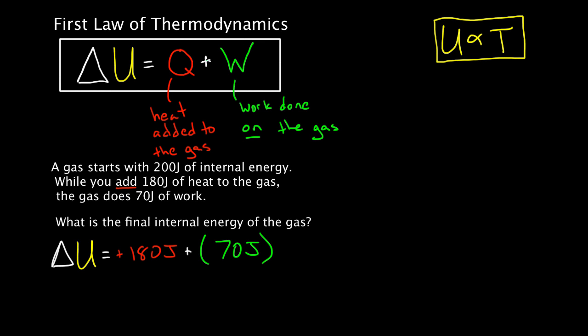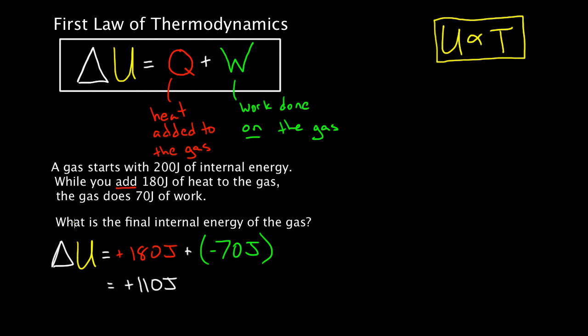This W up here with the plus sign represents how much work was done on the gas. If the gas does 70 joules of work, negative 70 joules of work were done on the gas. You have to be really careful about that. So we can find the change in internal energy. In this case, it's going to equal positive 110 joules. But that's not our answer.